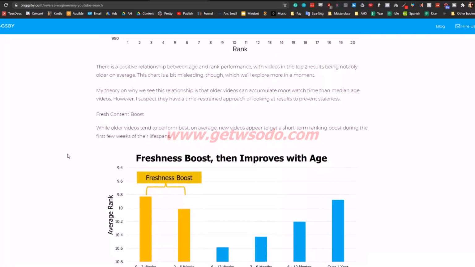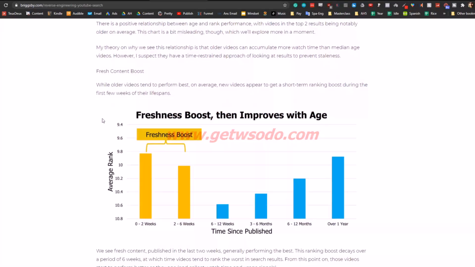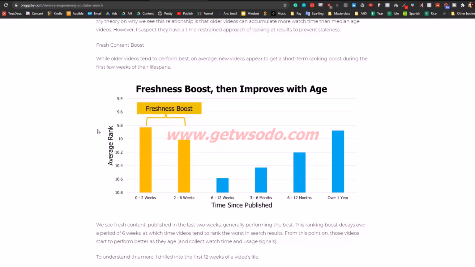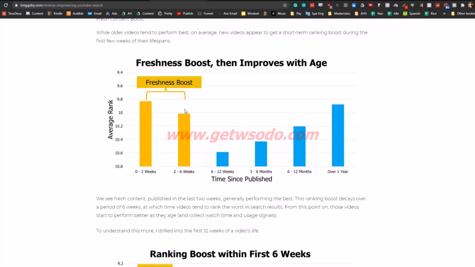Let's look at the freshness boost. So, fresh content boost. While older videos tend to perform best, on average, new videos appear in the short-term ranking boost during the first few weeks of their lifespan. So this is something that's cool: if you try to rank for a keyword, usually you'll end up on the search in the first 24 hours. You're like, oh, I'm at the top of search for the first 24 hours. And you can see here that with this freshness boost, they could actually rank you on search for up to 2 weeks to 6 weeks just because your content is fresh.